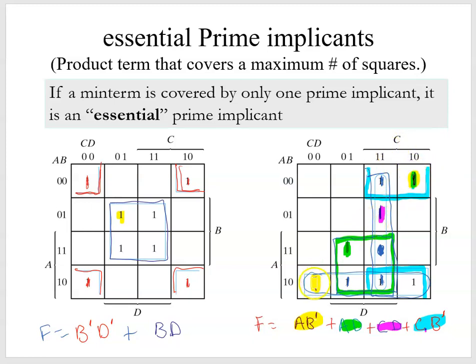So we really needed to choose to determine the essential prime implicants, this cell, this cell, this cell, and this cell. And so now we have the 4 essential prime implicants, and our minimized function will be the sum of all 4 of those.